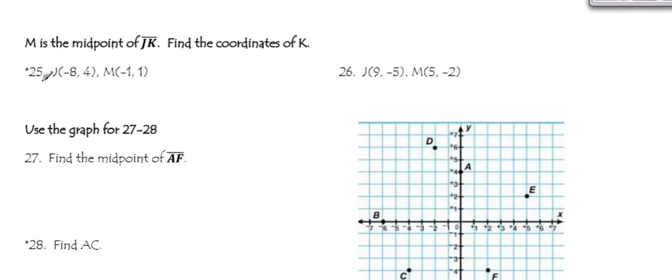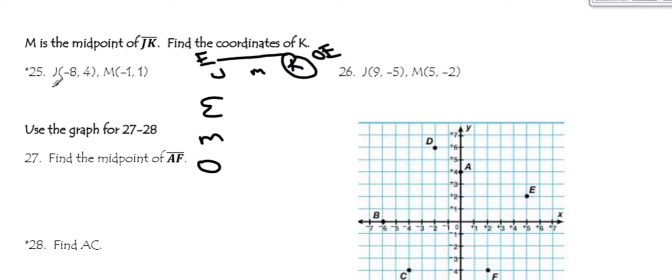For number 25, it says that M is the midpoint of JK. We want to find K. Well, if JK is a segment and M is the midpoint, then K represents the other endpoint. Here's one endpoint, J, which is given to us, and we want to find the other endpoint. So that's EMO.